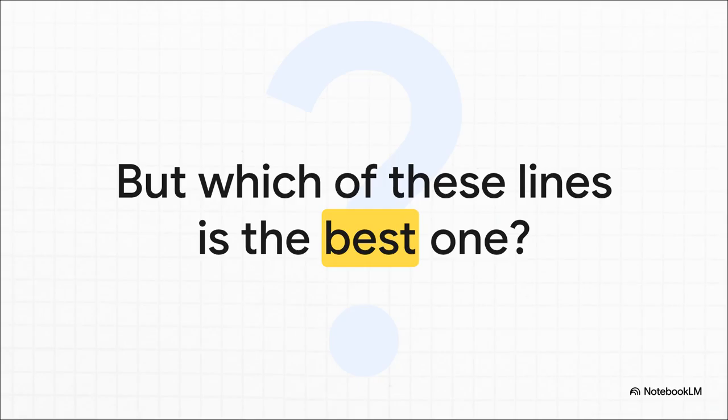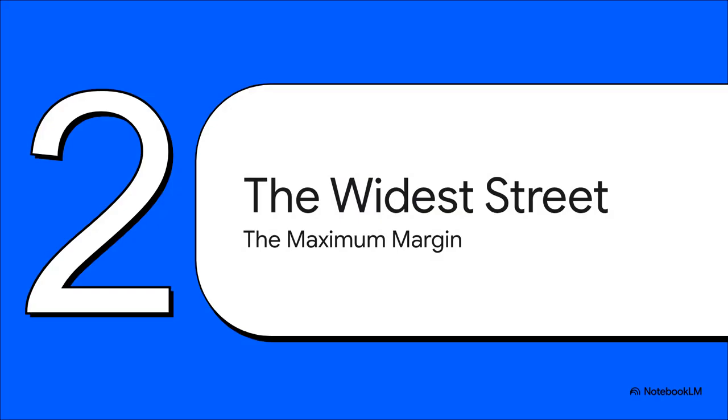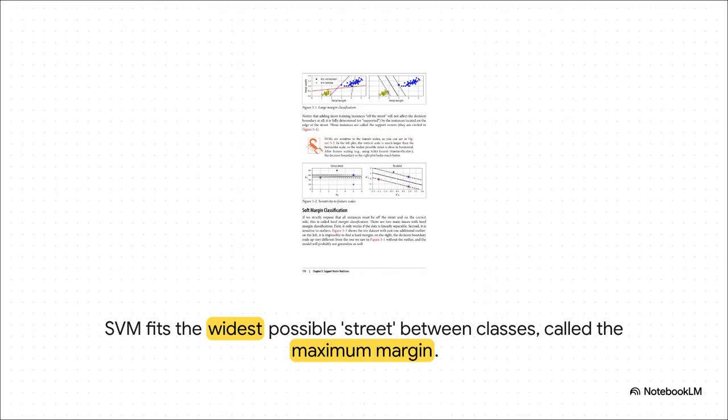Which line is the most robust, the one that's most likely to do a good job classifying new data that it's never seen before? And this is where the first stroke of genius behind SVMs comes in. It's a beautiful, elegant answer called large margin classification. Instead of thinking about drawing a thin line, I want you to imagine paving a street. An SVM's goal isn't just to separate the classes, it's to find the absolute widest possible street that it can fit between them. The bigger the gap, the better.